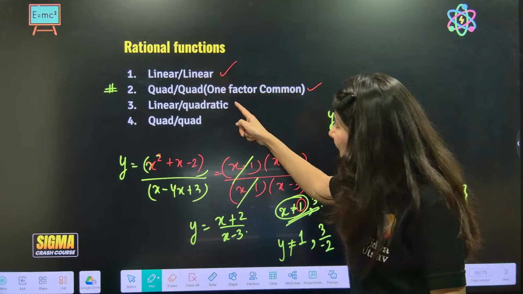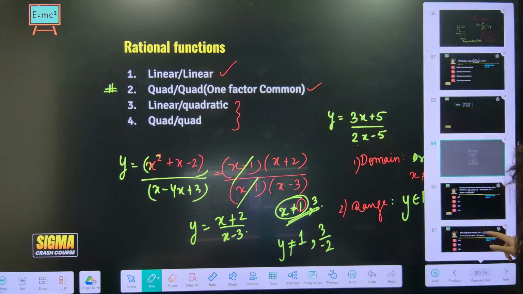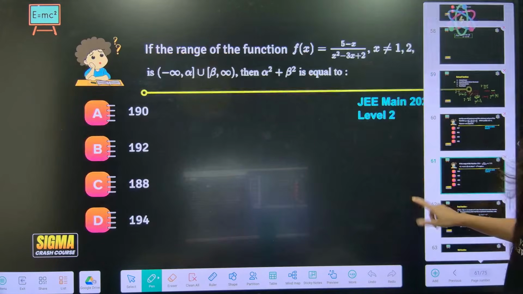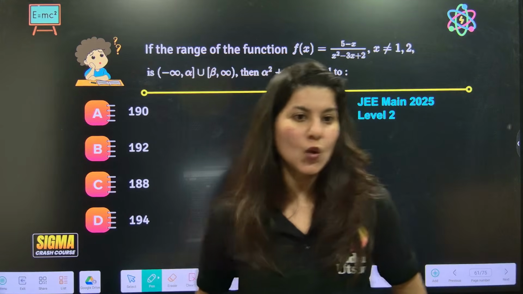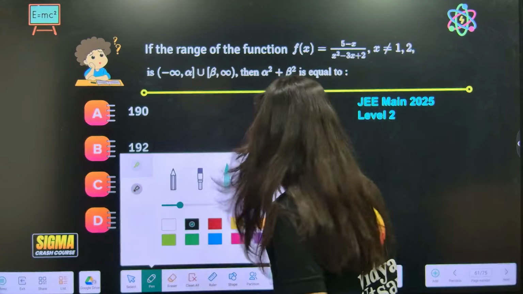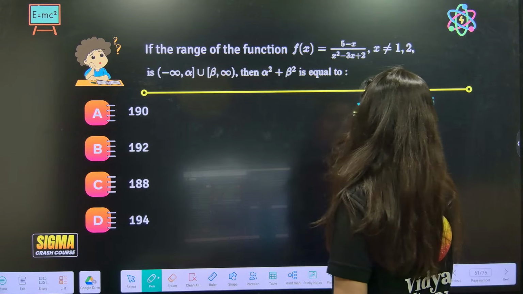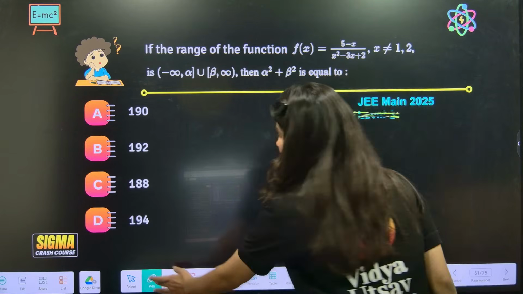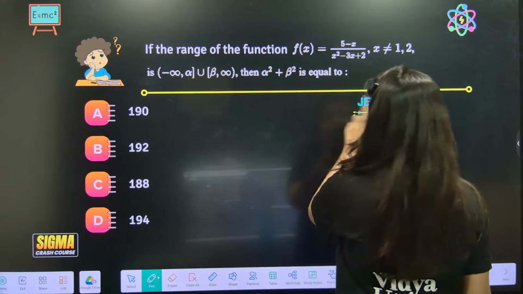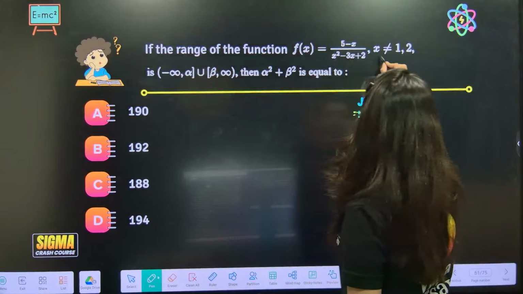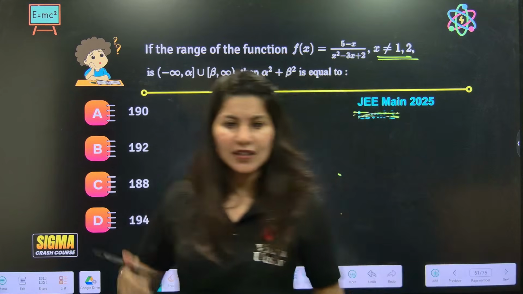Now linear by quadratic and quadratic by quadratic, categories 3 and 4, will have the same technique, which we are going to do right away. I am going to show you with the help of a JEE Main 2025 PYQ. You can ignore this; it is written just like that. If you get a rational function, this is how the question will look, and they have clearly given x cannot be equal to 1, 2. We know that already: 1 and 2 will be removed because the denominator cannot be 0.